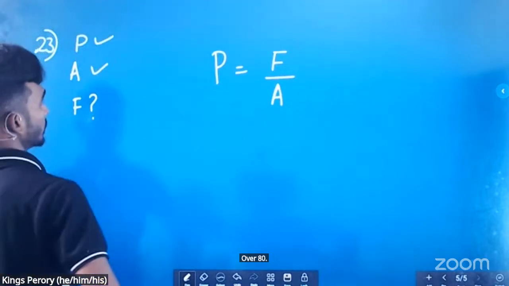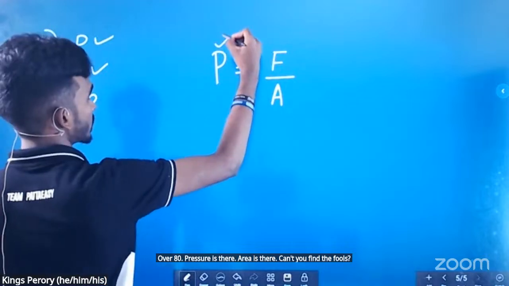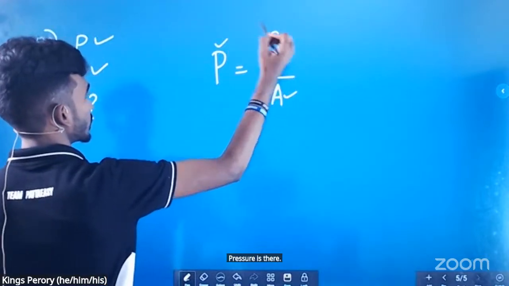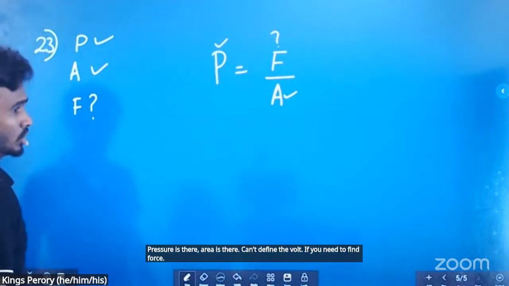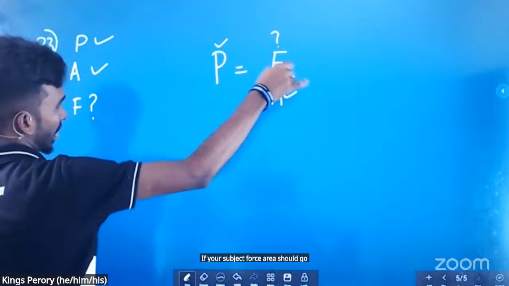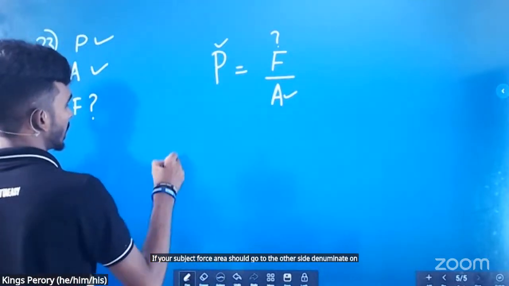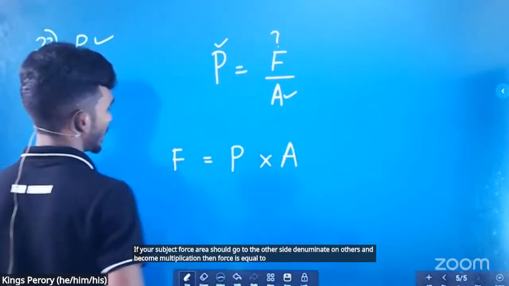Pressure is there, area is there, can't you find the force? If you need to find force, you need force as the subject. If you make force the subject, area should go to the other side. Denominator on the other side becomes multiplication. Then force is equal to pressure multiplied by area.